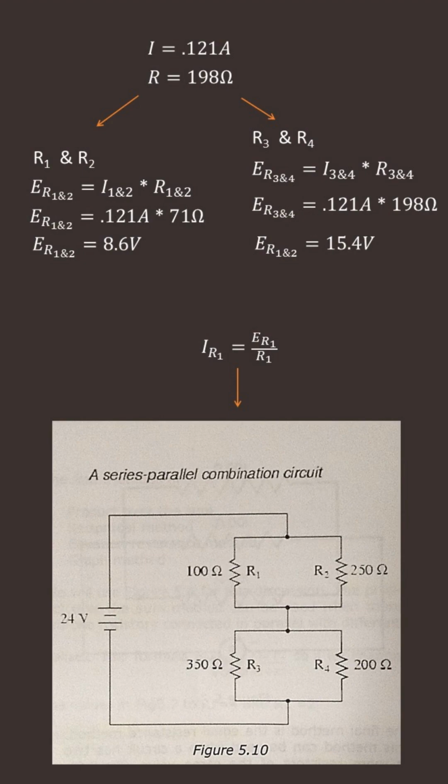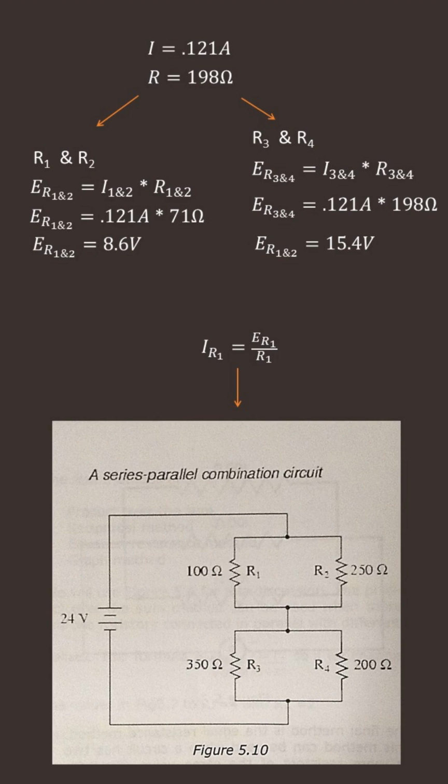We know current will be the same in a series circuit, 0.121 amps in R1 and 2 and 0.121 amps in R3 and 4. With the resistance and the current, we can now find the voltage across ER1 and 2 and ER3 and 4. ER1 and 2 equals I1 and 2 times R1 and 2. The first leg will be ER1 and 2 equals 0.121 amps times 71 ohms, which equals 8.6 volts. The second leg will be ER3 and 4 equals I of R3 and 4 times R3 and 4. So ER3 and 4 equals 0.121 times 127 ohms, which equals 15.4 volts.